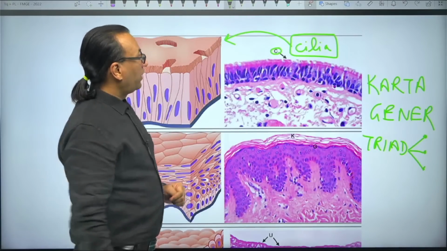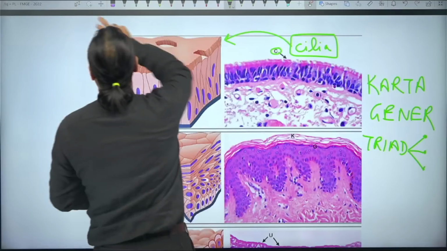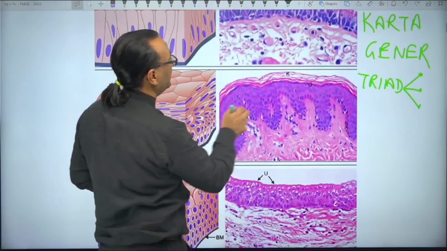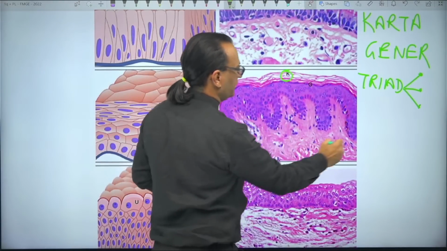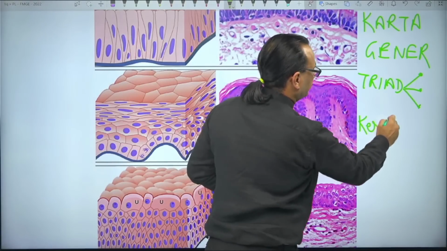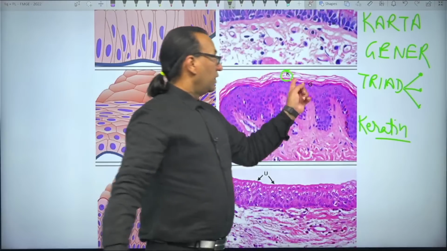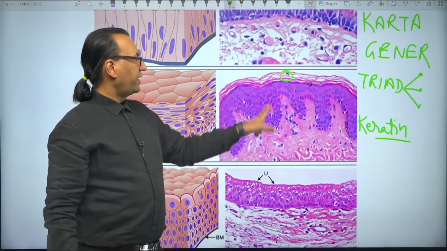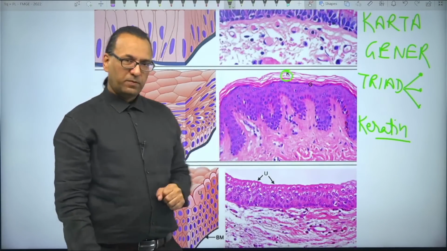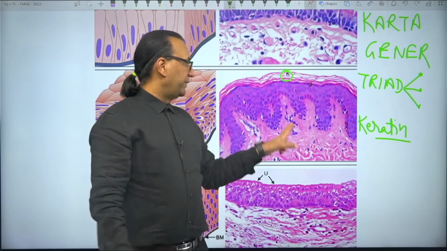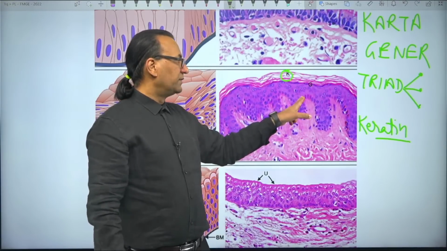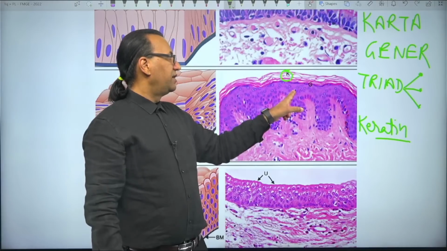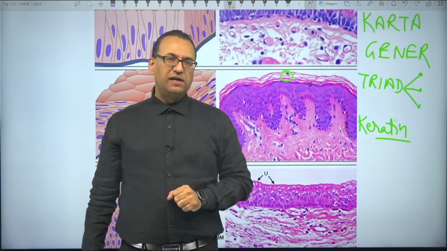Now, this is cilia. What about this diagram here? As we move up, you will find it is written here as K. And what is K? The keratin. How do you identify keratin? First of all, you can see it is a stratified squamous epithelium, multilayered epithelium. Basal cells are columnar, middle cells are cuboidal, superficial cells are flat, squamous.